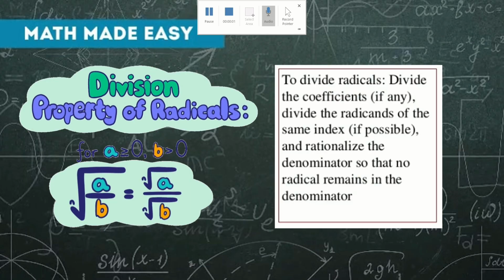In my previous video, I already discussed how to divide radicals. Again, I'm going to give you the steps on how to divide radicals. To divide radicals, divide the coefficients if any, divide the radicands of the same index if possible, and rationalize the denominator so that no radical remains in the denominator.